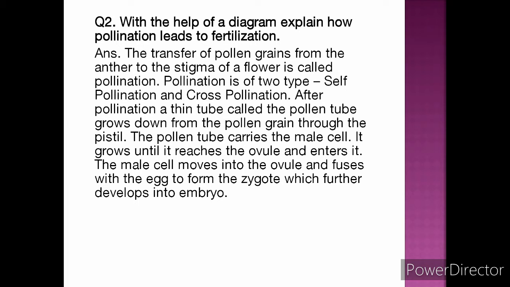You have to explain that pollination is the transfer of pollen grains from the anther to the stigma of a flower. Then you have to tell that there are two types of pollination, self pollination and cross pollination. After pollination, a thin tube called the pollen tube forms, etc., you have to write all the things. After explaining pollination and its types, you have to write the definition and the process of fertilization also.